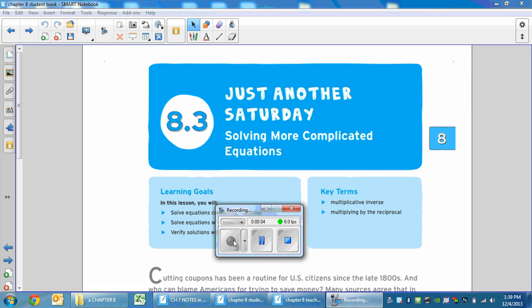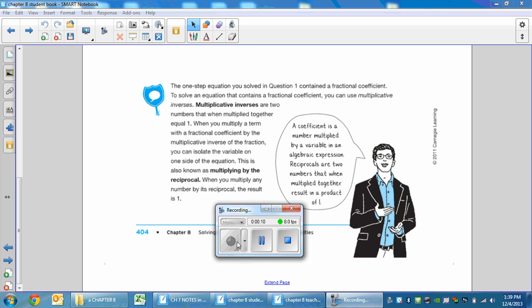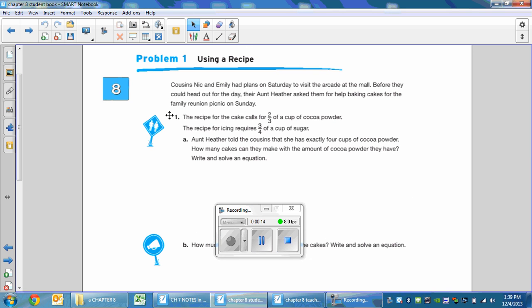Good evening. Tonight's lesson will be over 8.3, just another Saturday solving more complicated equations. Let's start on page 404. Please read problem 1, press pause, and then press play when you're ready.